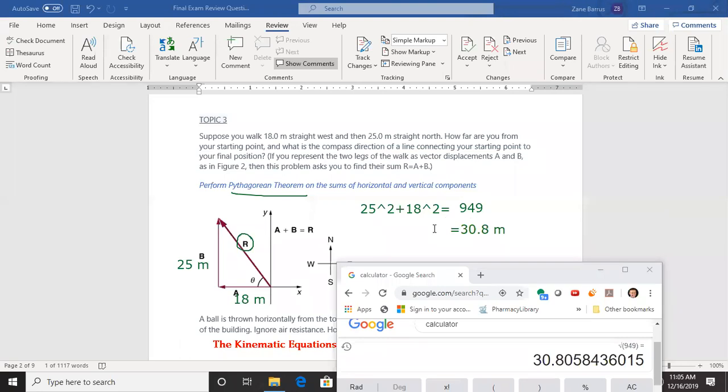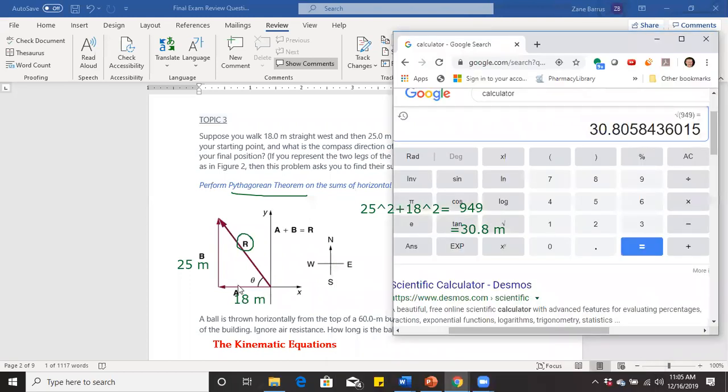So ask yourself if this makes sense in the context of the problem. If our westward leg was 18 meters, and we also walked 25 meters north, could this distance right here reasonably be about 30.8? Totally, totally could. Okay, so that makes sense.